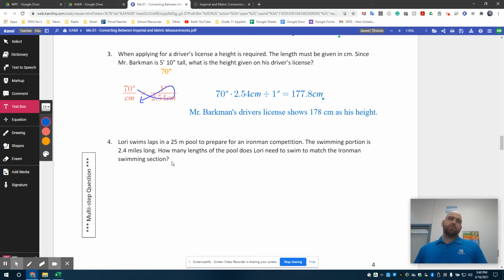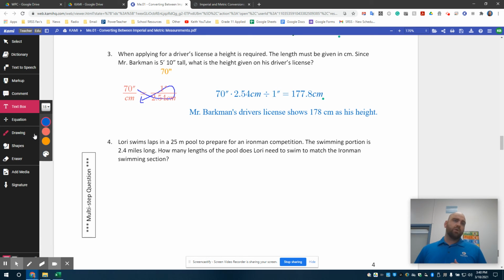All right, the last one here is a bit of a longer word problem. We're told that Lori swims laps in a 25-meter pool to prepare for an Ironman competition. The swimming portion is 2.4 miles long. How many lengths of the pool does Lori need to swim to match the Ironman swimming section? Well, in this case here, we need to switch the number of miles into meters, and then we divide by 25. Just like we did in the previous example where we had to switch miles into inches and divide by inches, we want to now switch this into meters.